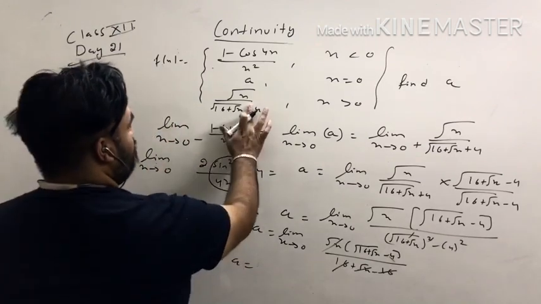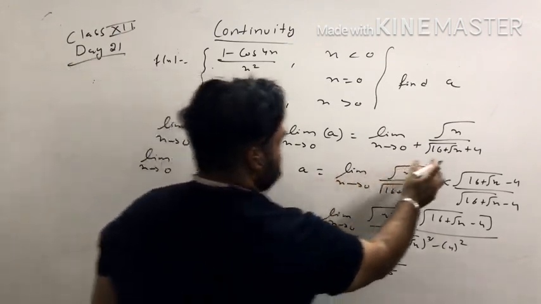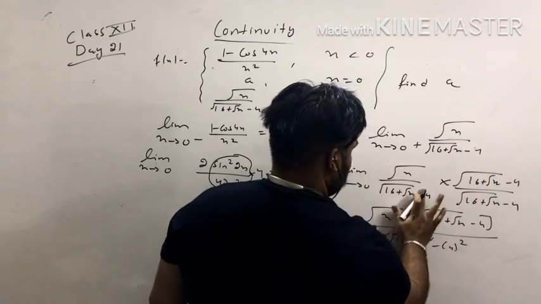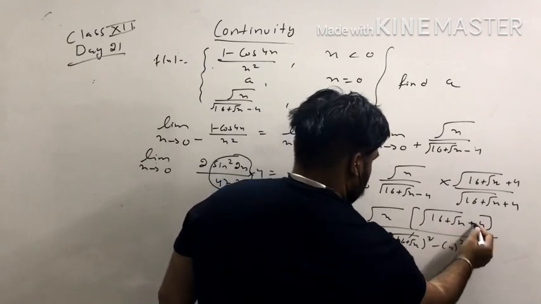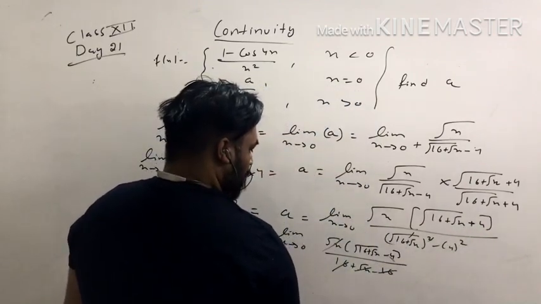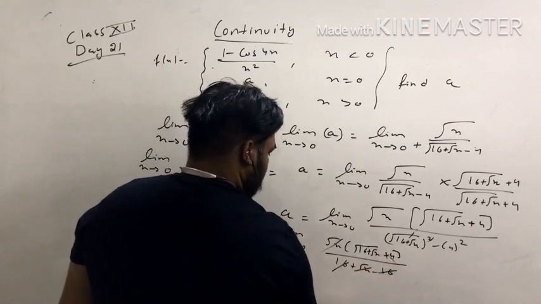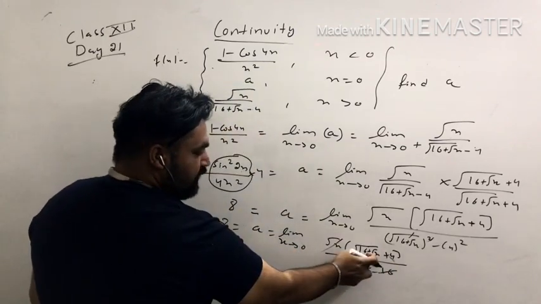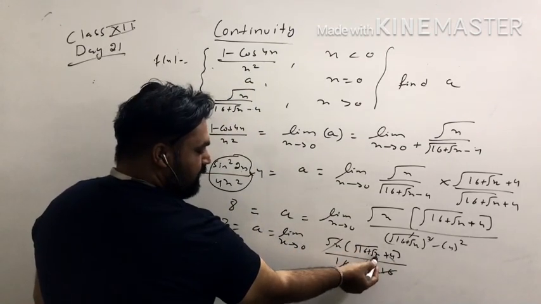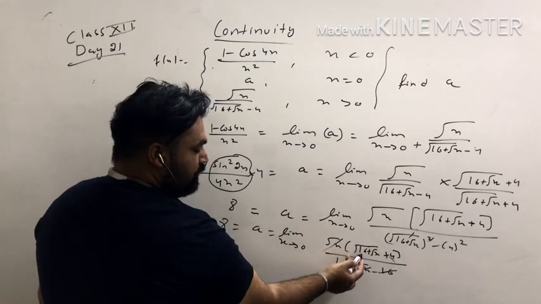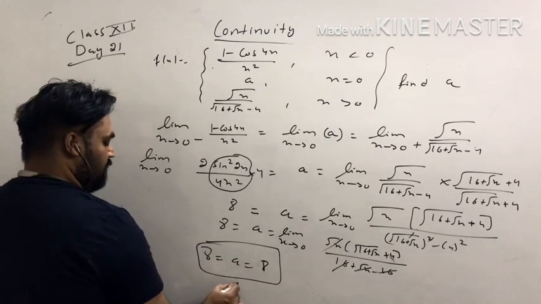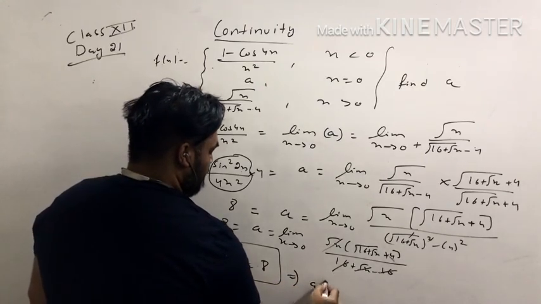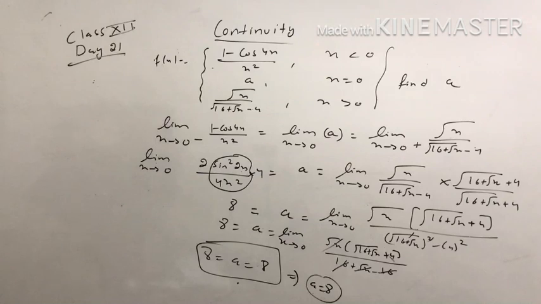Sorry, in the question the sign is minus. The expression becomes plus plus. So this becomes, if we put x equals to 0, then root x equals to 0 becomes 0, then we left with root 16. The square of root 16 is 4, 4 plus 4, 8. So the final answer is a equals to 8. Now the next question.